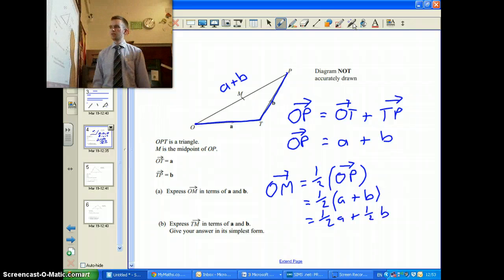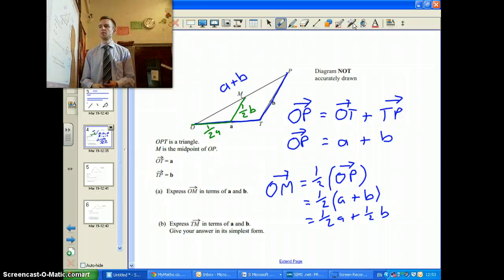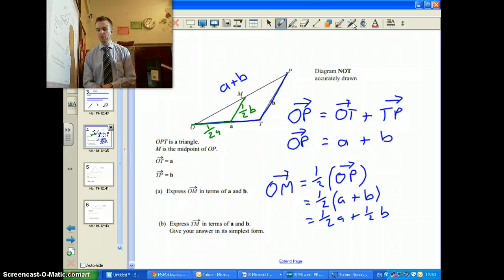And this kind of makes sense. So if you just went along and I went half of A and I did half of B, I'd end up, so this is half A and this is half B. We can see that it kind of makes sense. Always check to see whether the answer makes sense. Alright, so we've got half A plus a half B, and that is our O to M.